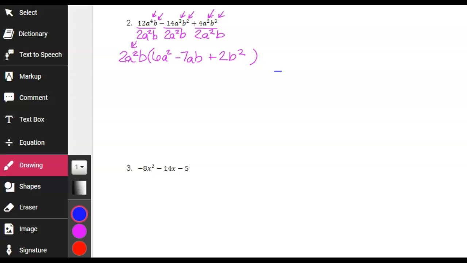So off to the side, I'm going to find my magic numbers. I need 2 numbers that multiply to give me 6 times 2, which is 12. And those same 2 magic numbers need to add to give me my b term, which is negative 7. So numbers that multiply to be 12 are 1 and 12, 2 and 6, 3 and 4, and then they repeat. The pair that matches is 3 and 4.